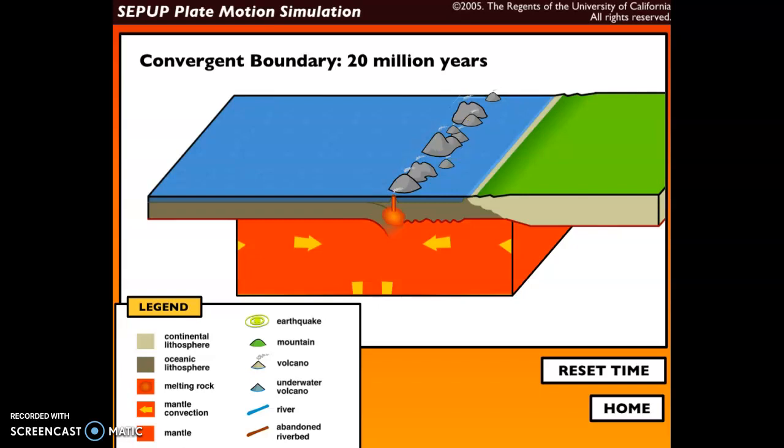Which is pretty cool. At a place where two plates are colliding or converging, you can also get something called a deep ocean trench. When one plate gets sucked underneath the other one, it creates a gap, creating a deeper hole where those two meet. So one of your vocab words was also deep ocean trench.